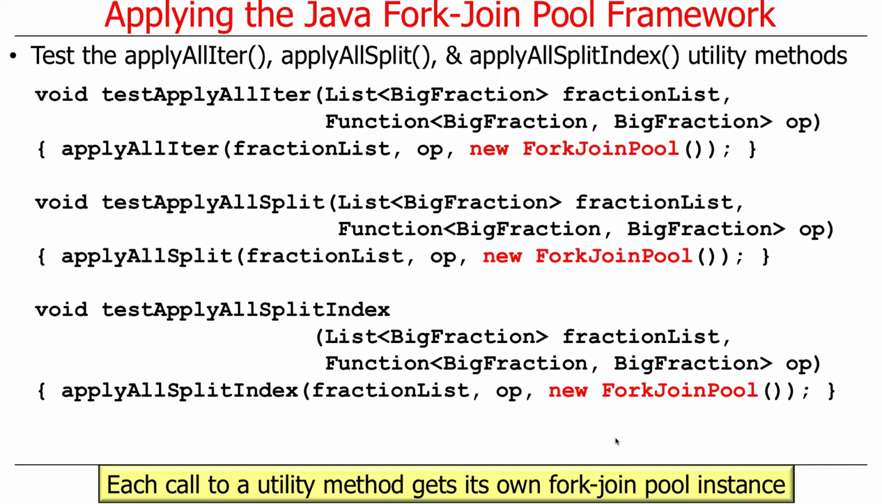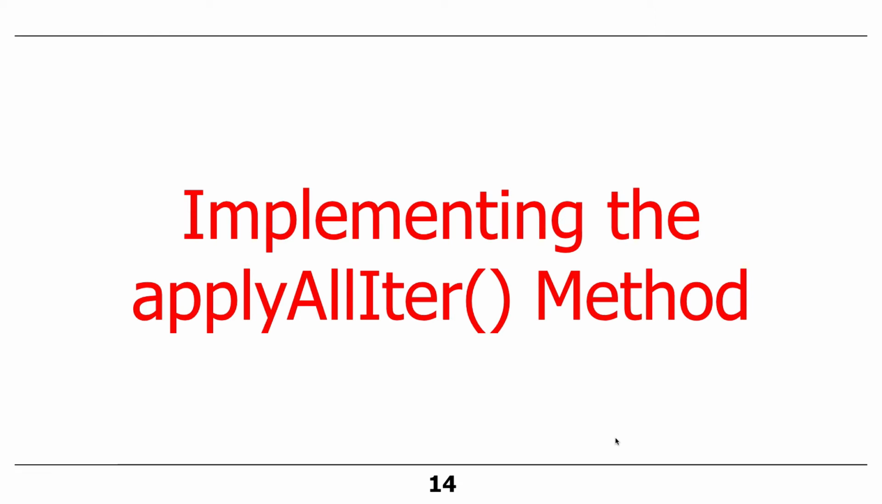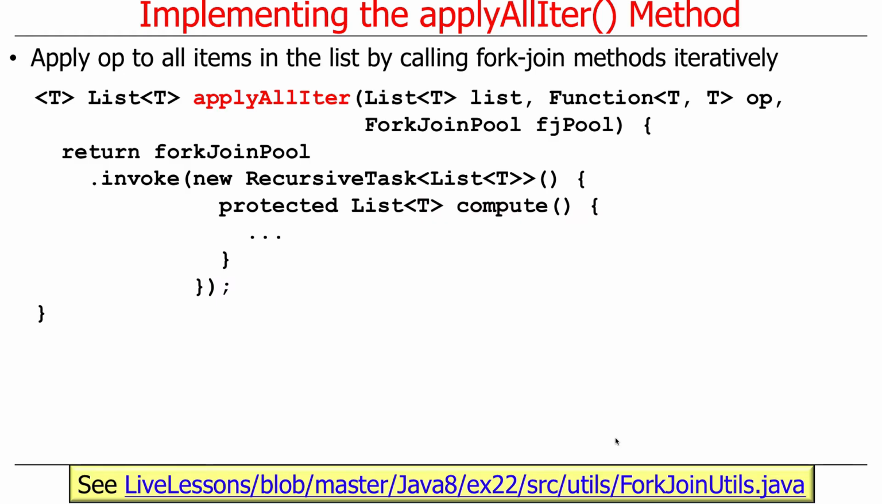So we're trying to basically start each fork join pool cold, so they're more likely to be apples-to-apples comparisons that are meaningful. All right, so let's take a look at the apply all iter method first. This is the simplest way of doing things. And so apply all iter, as you can see, takes a list, a function, and a fork join pool. Those are the 3 things it gets passed.